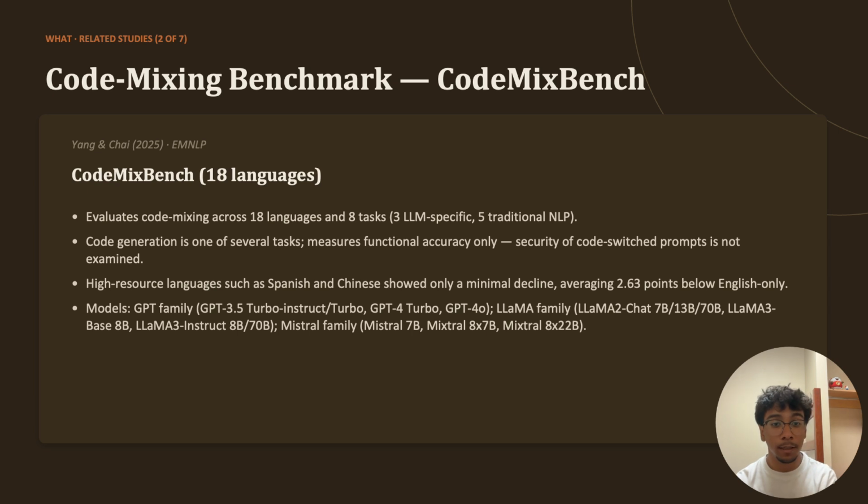So much like our last paper, this one also came to the conclusion that high resource languages such as Spanish and also Chinese showed a decline, but it was minimal. For the code mixing benchmark, they also use Pass@k, and it averaged 2.63 points below English only. The code switching prompts average 2.63 points below English only prompts.